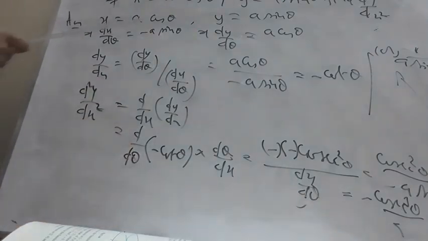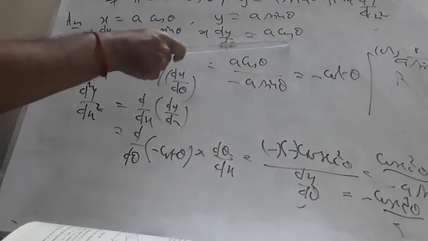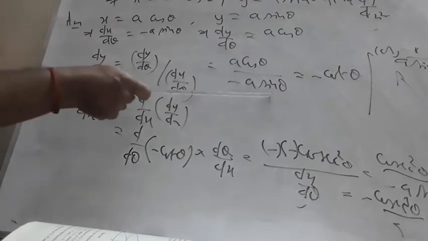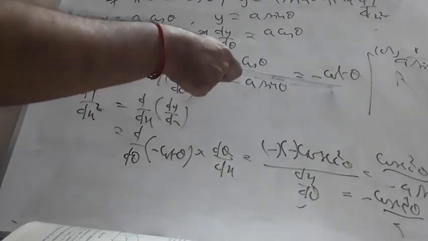Let me repeat the whole process. x is equal to a cos θ, y is equal to a sin θ. dx/dθ becomes minus a sin θ. dy/dθ becomes a cos θ. Now dy/dx is dy/dθ divided by dx/dθ. a cos θ by minus a sin θ is reduced to minus cot θ.